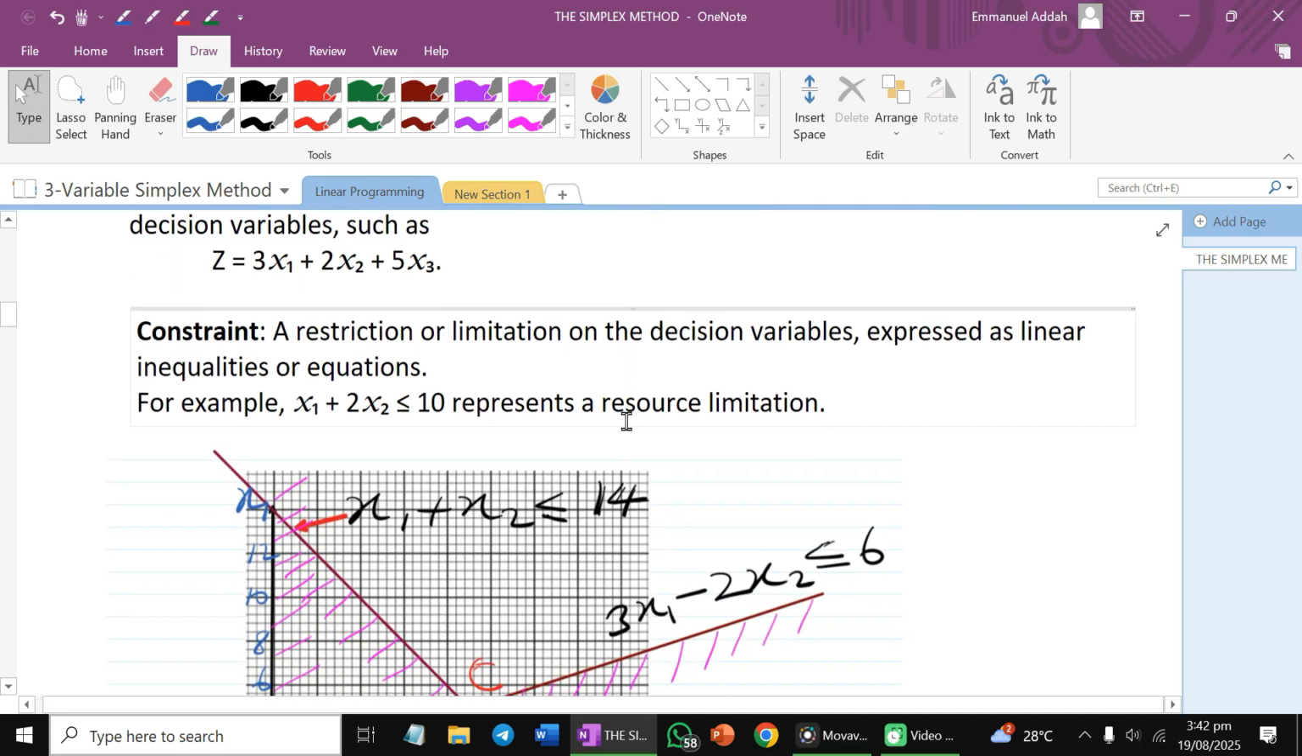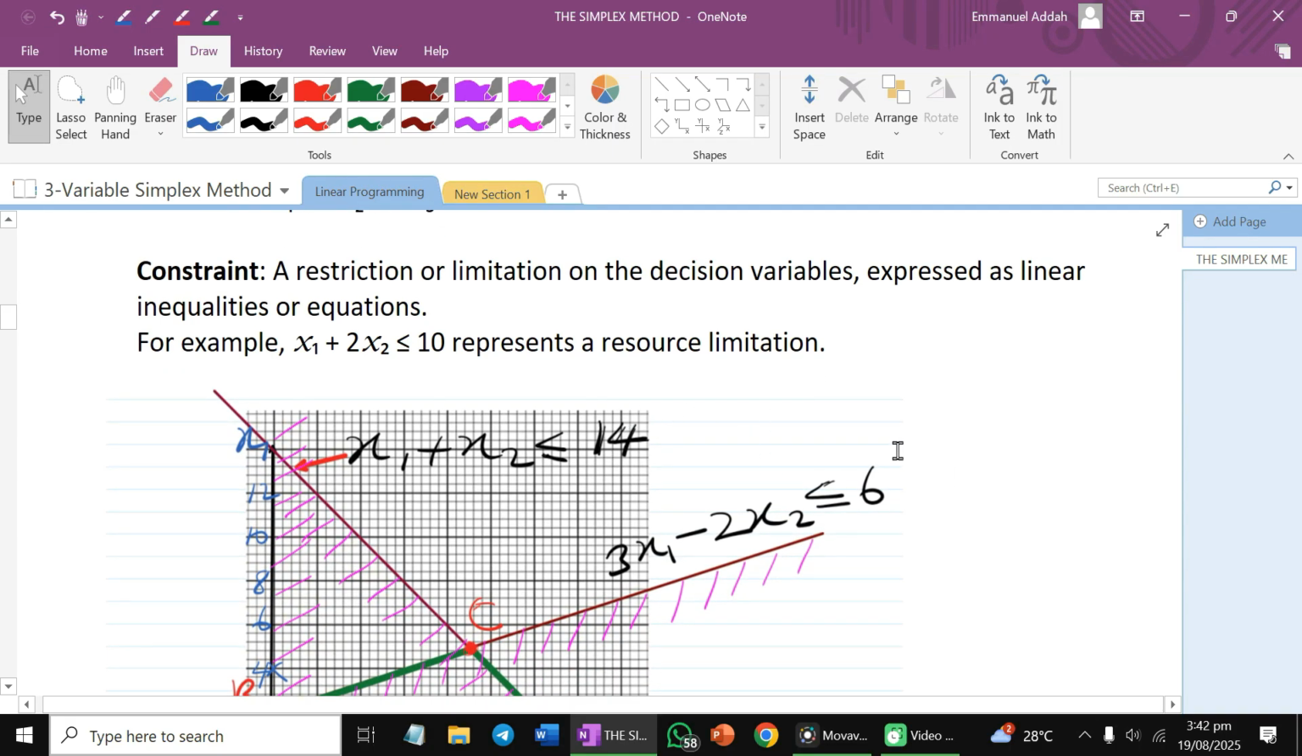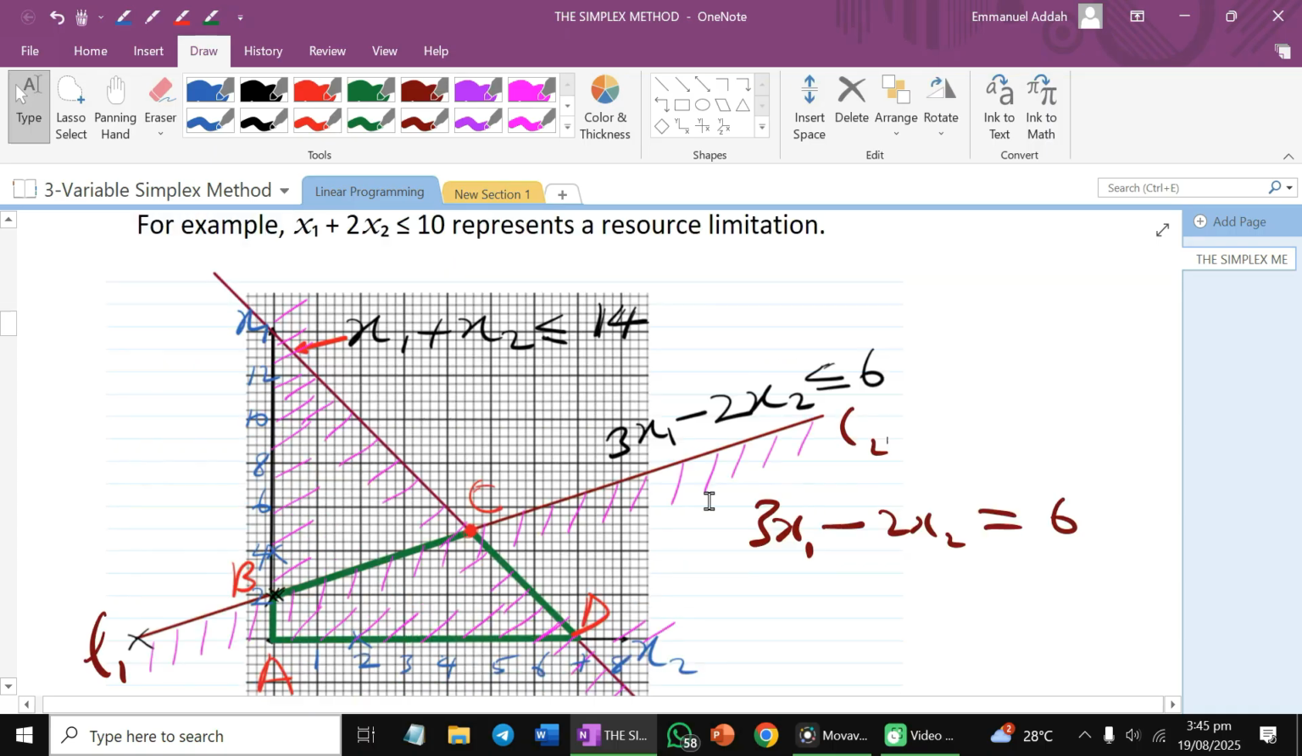Coming down, this constraint. Now, what is a constraint? A constraint is a condition or a limitation you have given to your operation. It's a restriction or limitation on the decision variables, expressed as linear inequalities or equations. For example, you have x1 plus 2x2 less than or equal to 10. It represents a resource limitation. What you are telling us is that if we take any quantity of x1 plus twice the quantity of x2, the result must be less than or equal to 10.